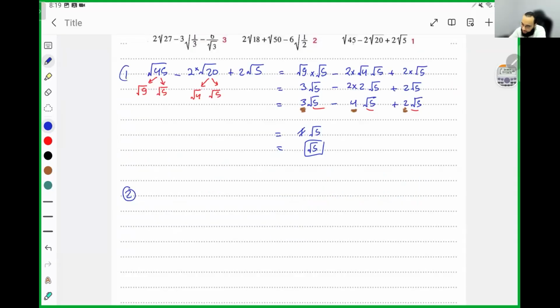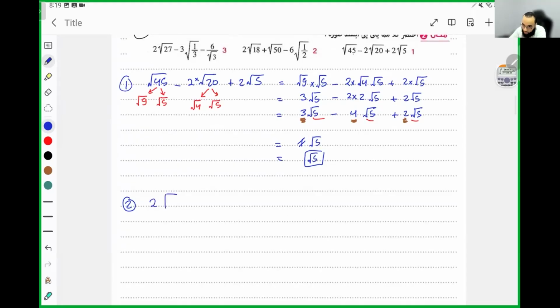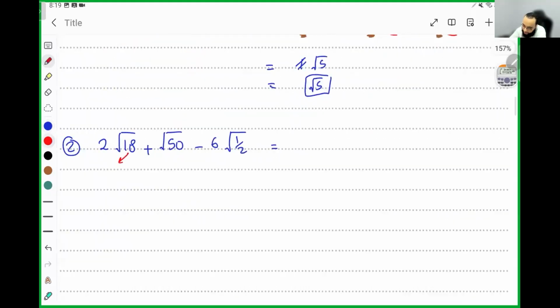Okay. Anas, the next. It's 2 root 18 plus root 50 minus 6 root half. Root 18 is root 9 times root 2. Root 50 is root 25 times root 2. And what will happen with 6? We are going to get the 6 inside the square root by multiplying itself 2 times. 6 times 6, which is 36.